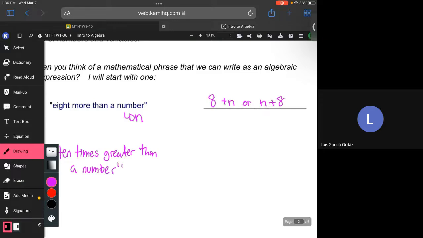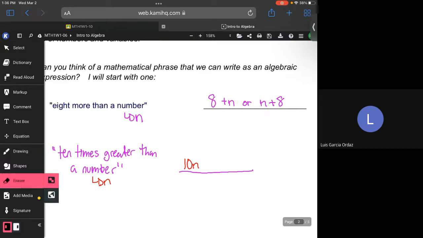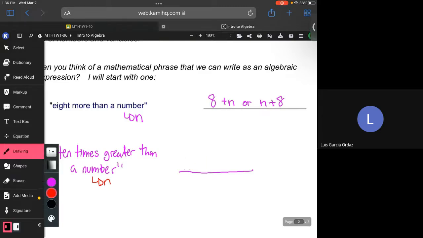Okay, so now I have something that's 10 times greater than a number. What would my algebraic expression be? 10 times greater than a number. The number times 10. Yep, the number times 10. So we're going to have 10n, and that's how we're going to write it. Usually it's the coefficient first, and then my variable. So we're not going to write 10 times n, we're just going to write 10n.